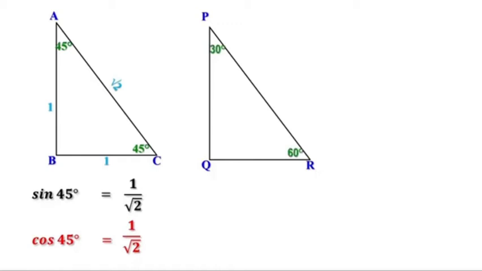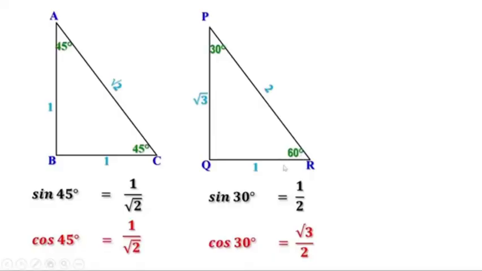Next, consider one triangle PQR. If the angles are 30, 60, 90, then their sides are in the ratio 1:√3:2. That is, 30 opposite is 1, 60 opposite is √3, and 90 opposite is 2. How to find sine 30? Sine 30 means sine P. Sine 30 is opposite by hypotenuse. Opposite is 1, hypotenuse is 2. Therefore, sine 30 is equal to 1 by 2.